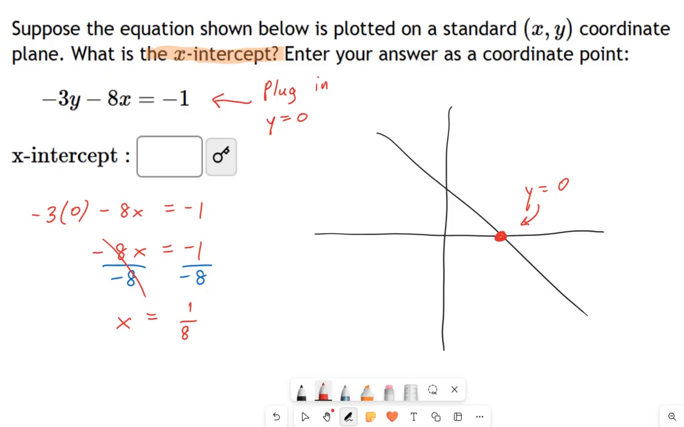Now you can't write that as your answer. That's going to be wrong because it wants this as a coordinate point. So we just have to put it in coordinate form where the x value comes first, your 1/8. And what's y? Well, we knew that at the start. y equals 0. So that's how you find an x-intercept.